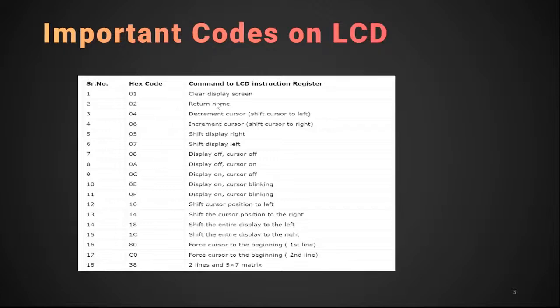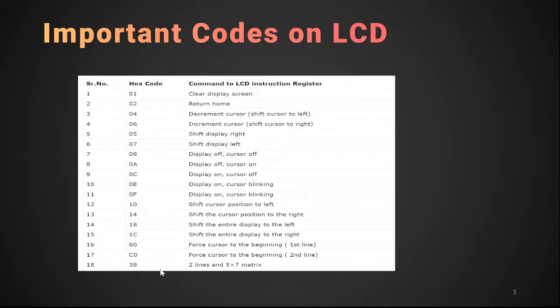You can download the codes from the data sheet of the LCD. Usually, whenever you purchase an LCD, some data sheets, some LCD might differ, so you have to refer to the part number and the data sheet. So the generic codes are, for clear display screen, the hex value you have to pass is 01. These are the commands which you have to give to the LCD. For return home, cursor to return home, it is 02, for decrement cursor it is 04, and for increment cursor it is 06. Shift display right, and left, display off, cursor off, display off, cursor on, display on, cursor off. Okay, so these are the various codes.